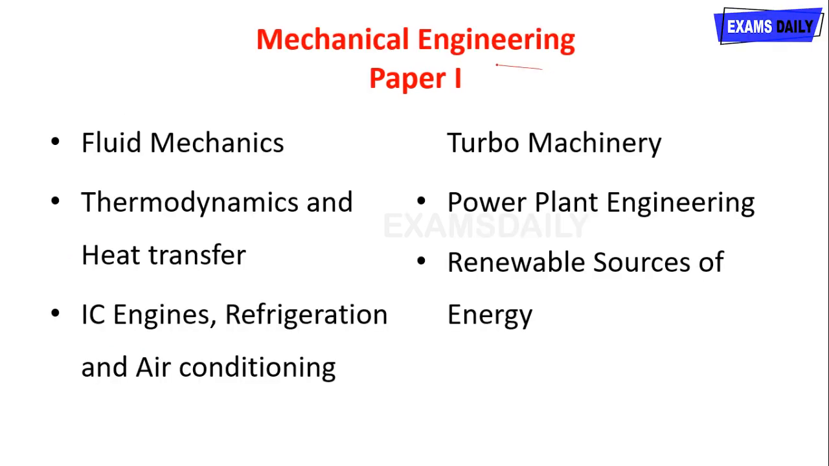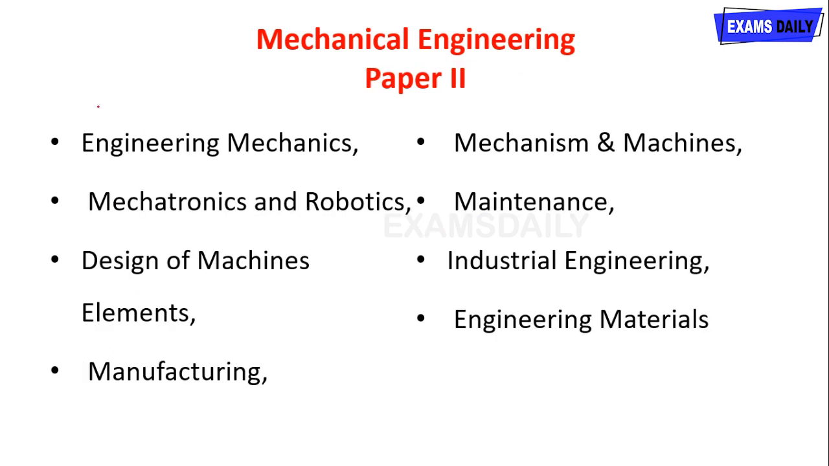And then for mechanical engineering, for paper 1 it is fluid mechanics, thermodynamics and heat transfer, IC engines, refrigeration and air conditioning, turbo machinery, and then power plant engineering and renewable sources of energy. And these are the topics for paper 1 mechanical engineering. And then for paper 2: engineering mechanics, mechatronics and robotics, design of machine elements, manufacturing, mechanism and machines maintenance, and then industrial engineering and engineering materials. And these are the topics for mechanical engineering.